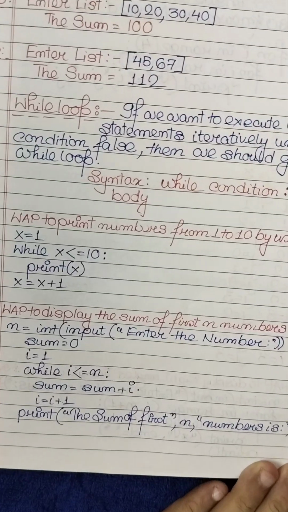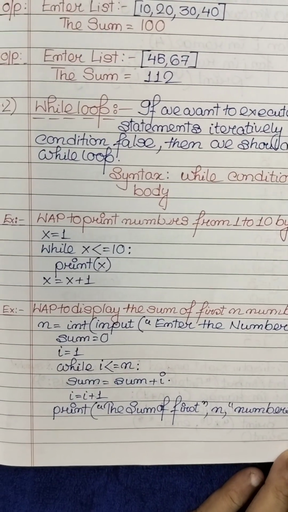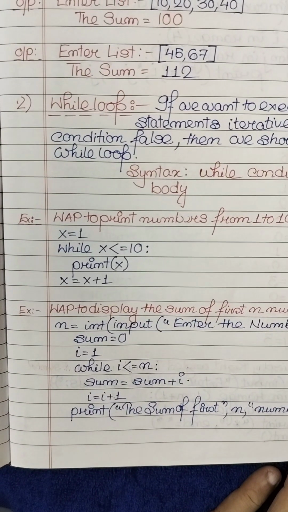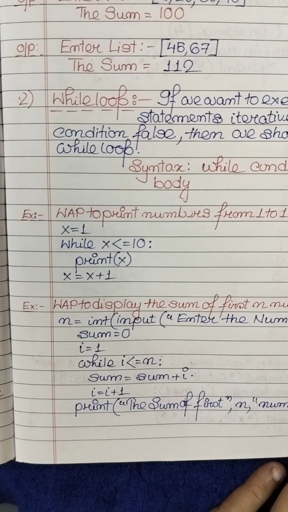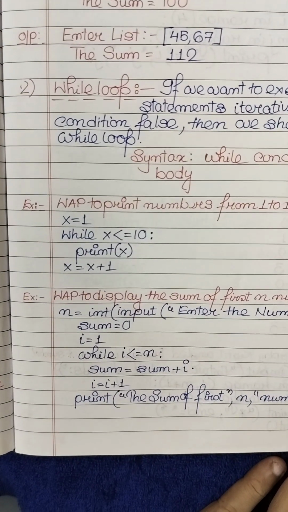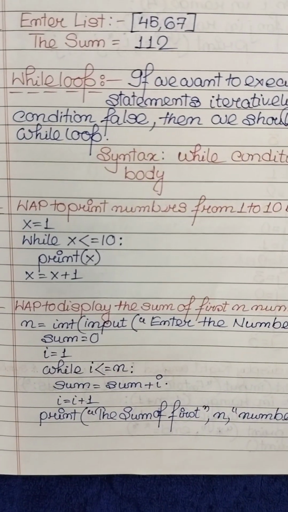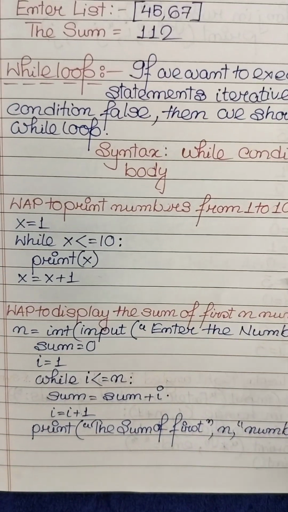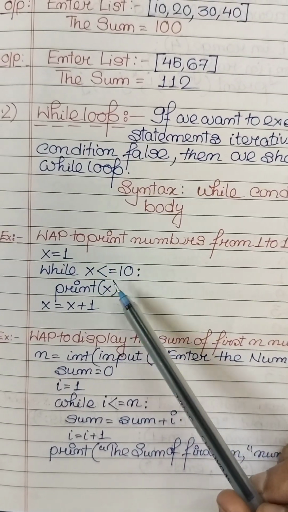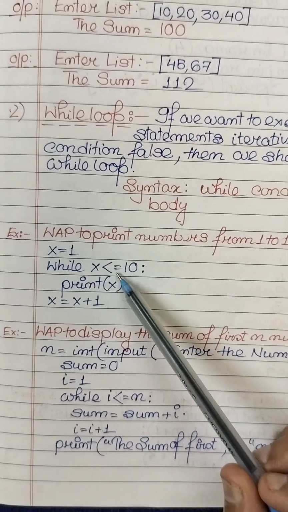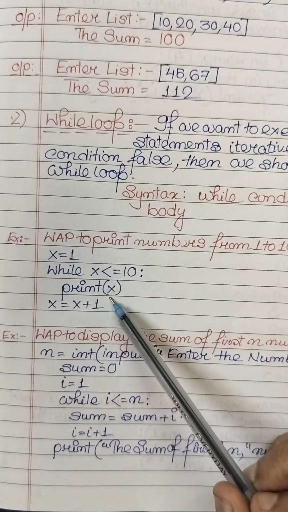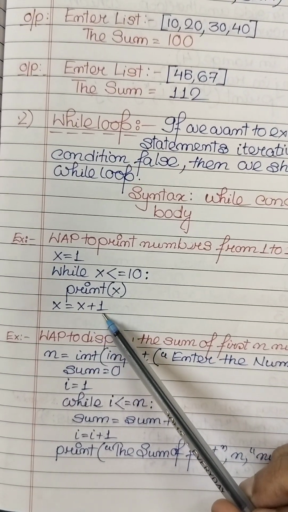We have to print numbers from 1 to 10 using a while loop. Here x = 1, while x <= 10: print x, then x = x + 1. So if x is 1, 1 is less than or equal to 10, yes, 1 is printed. Then x is incremented to 1 plus 1, 2.